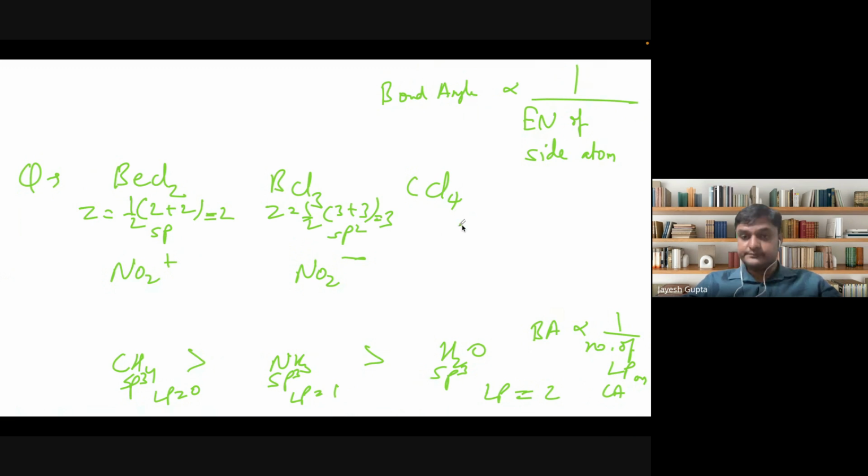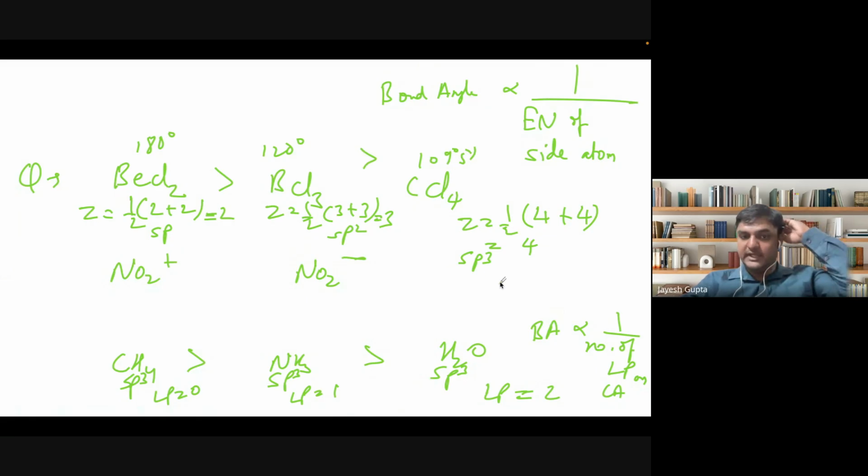For CCl4, Z will be half. Valence electrons are 4, plus 4 other atoms, no charges. So you get 4, that is sp3. Bond angle I have already told you: for sp it is 180 degrees, so BeCl2 will be higher. sp2 is 120 degrees, and sp3 is 109.5 degrees, so it will be the least.